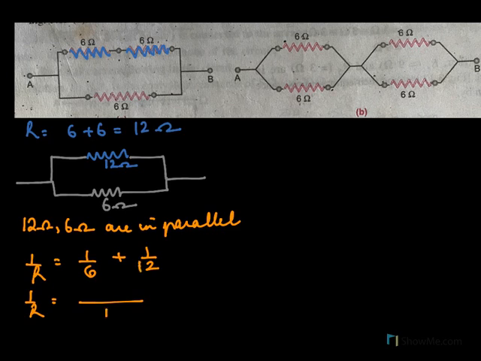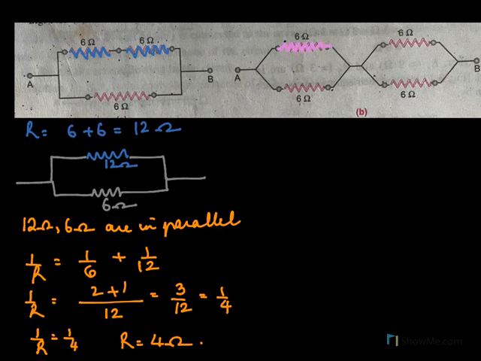So 1 by R, LCM is 12, 2 plus 1, 3 by 12, 1 by 4. So 1 by R equal to 1 by 4, R equal to 4 ohms.